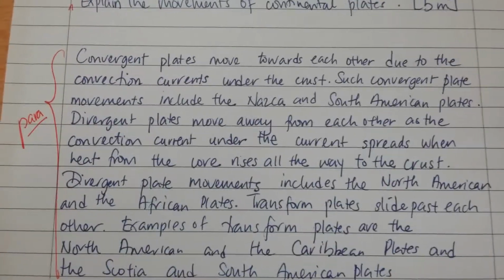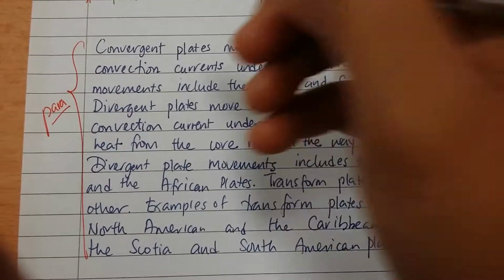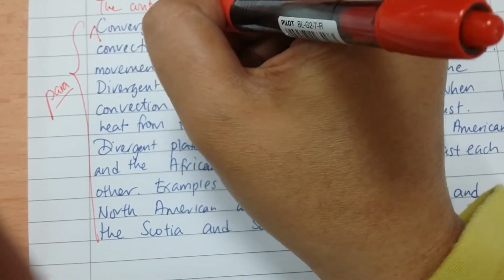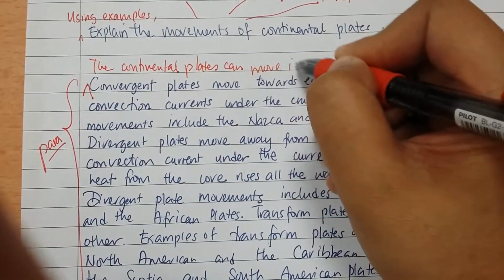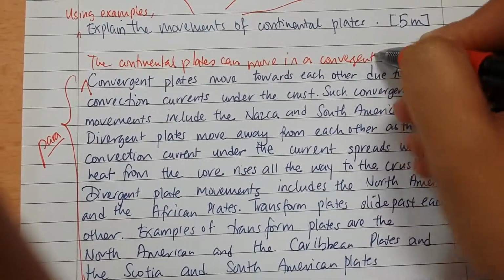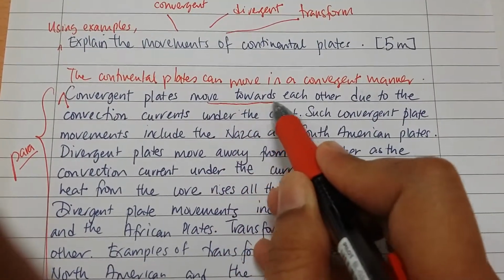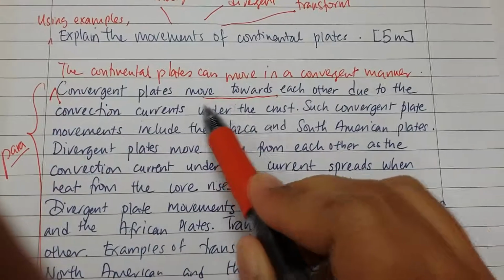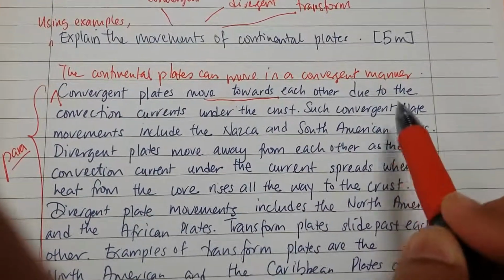The first one, he is trying to explain the convergent movement of the continental plates, but I would encourage you to have an introduction, like this. The continental plates can move in a convergent manner. And then in an explanation question you need to be able to define it. So convergent plates move towards each other. That's the meaning of convergent movement of plates. Now explain. So you have to give me reasons why. Due to the convection currents under the crust. Such convergent plate movements include the Nazca and the South American plates.